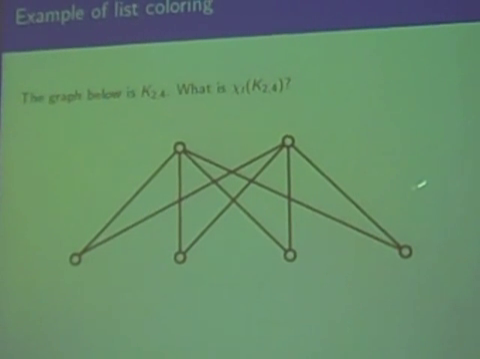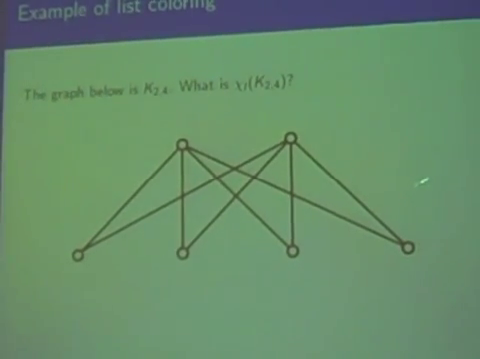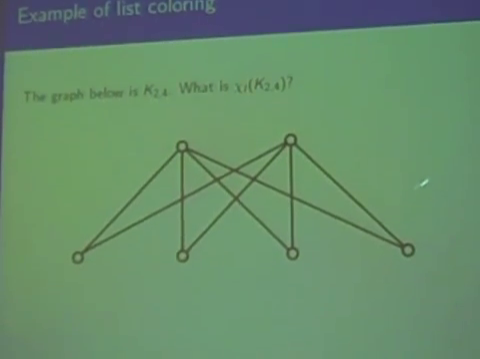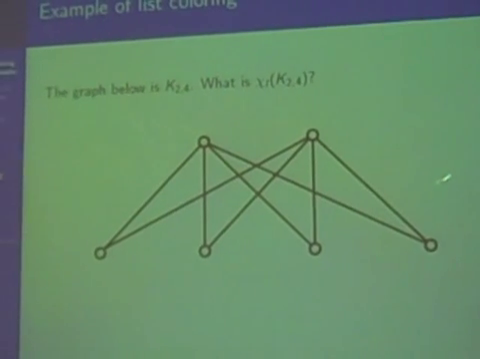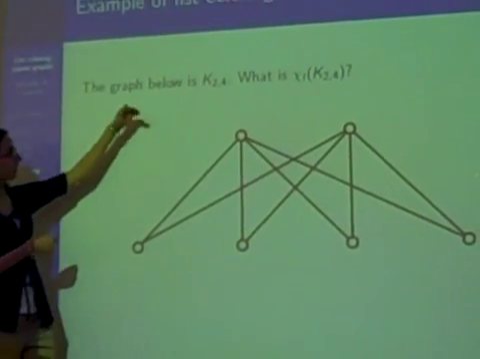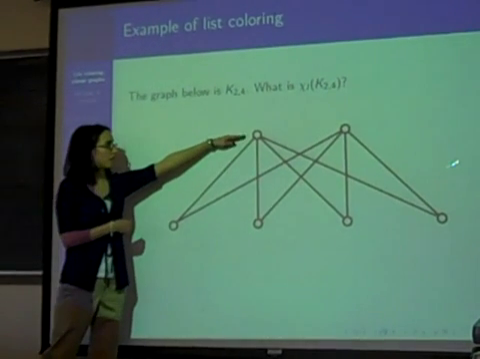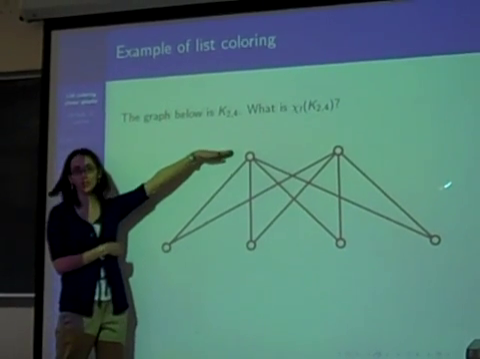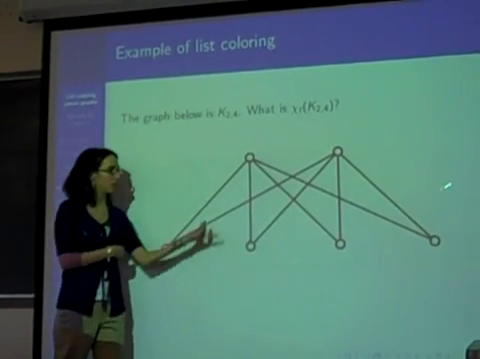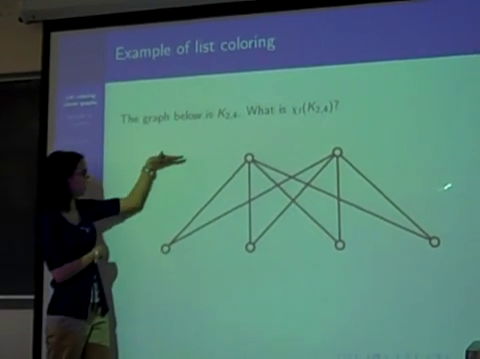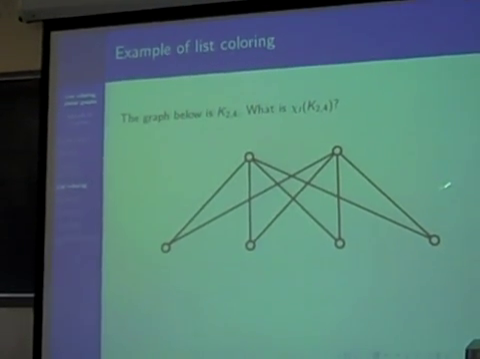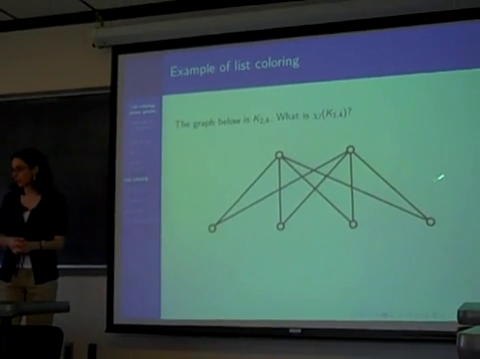So for example, if we consider this graph, which is known as K_{2,4}, the complete bipartite graph with sets of size 2 and 4. In general, for a complete bipartite graph, we would take a set of vertices of size 2 in this case, and then a set of size 4. Connect all the vertices in the top set to all of the ones at the bottom, and vice versa. But none of the ones within the same set are adjacent to each other. Okay. So let's figure out the list chromatic number of this graph.